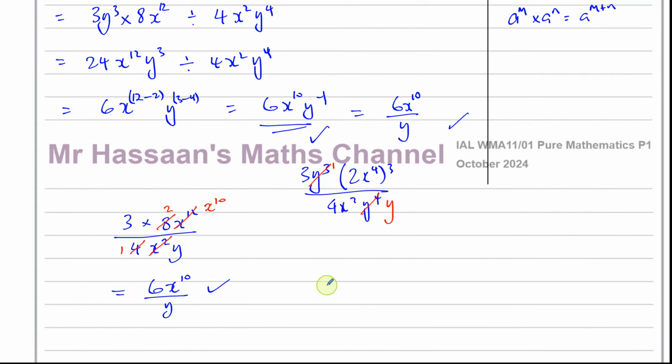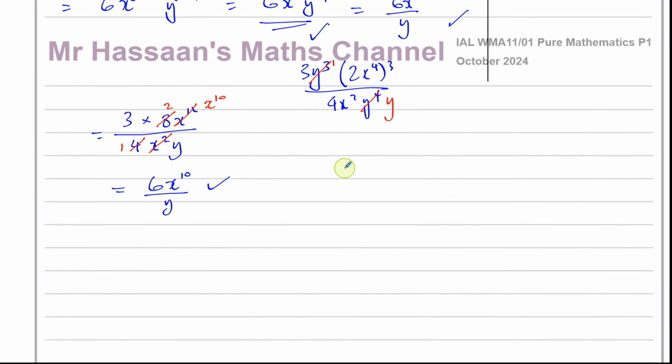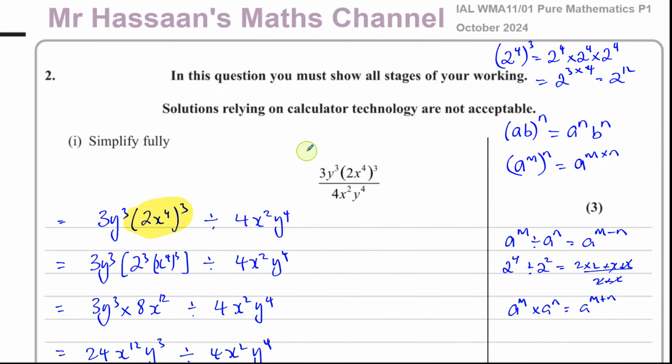So we can do it by cancelling out first. Okay, here I went through some of the laws of indices and stuff, so it looks a bit longer, but whichever way you want to do it, it's up to you. So that's part 1, which is all about indices and laws of indices.